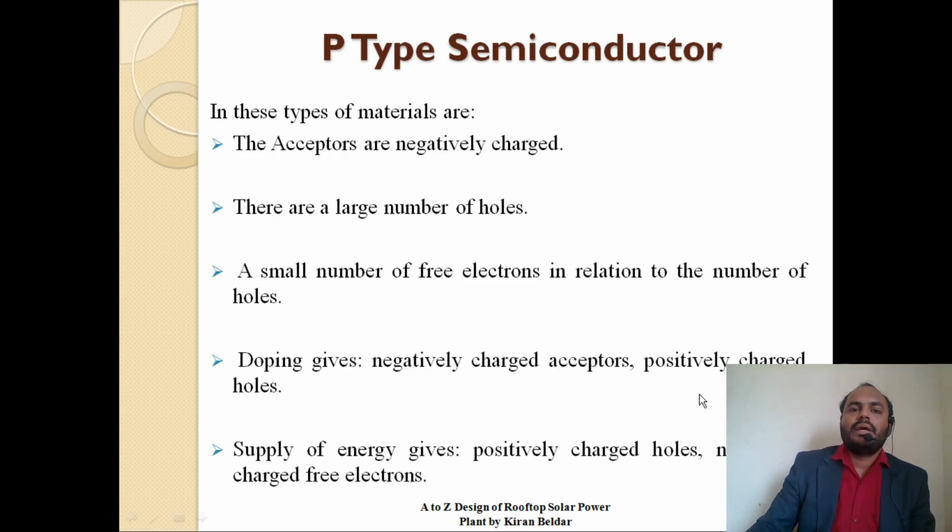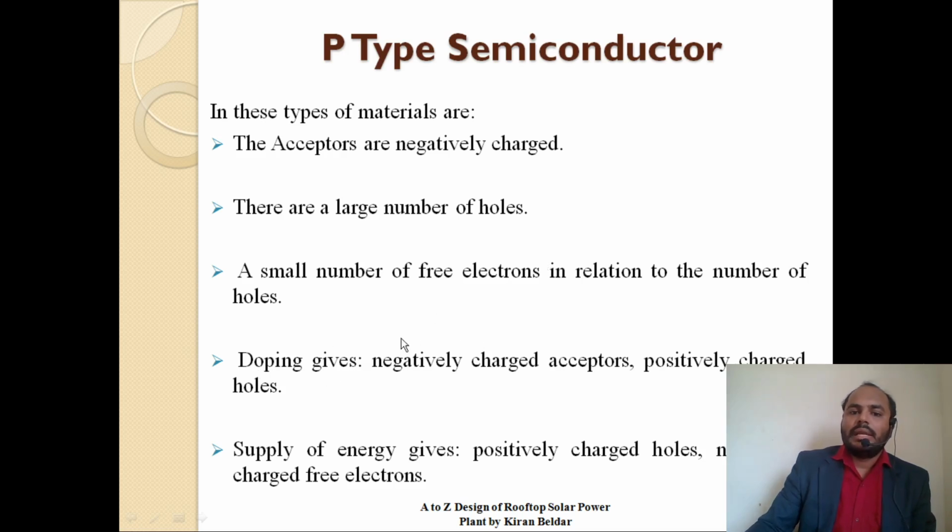Now see some points regarding p-type semiconductors. In the p-type semiconductor material, the acceptors are negatively charged. As the boron accepts 1 electron from another material, it has a negative charge. There are a large number of holes, because when boron combines with silicon, a large number of holes occur. There is a small number of free electrons in relation to the number of holes. The number of holes is more and the number of free electrons is less.